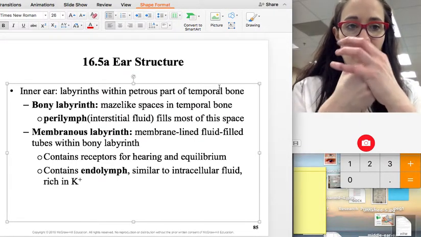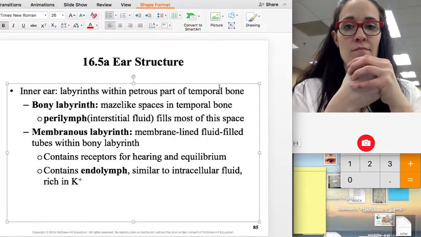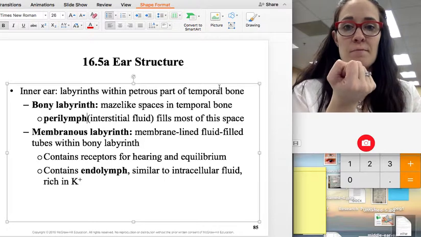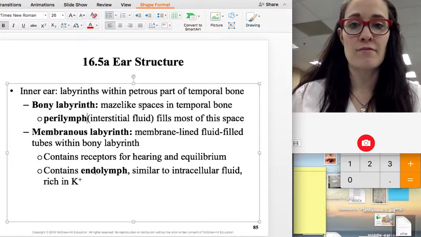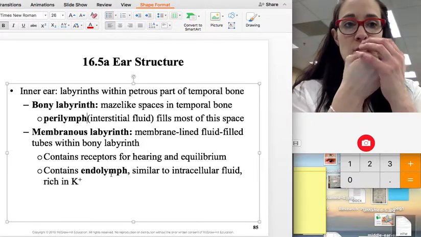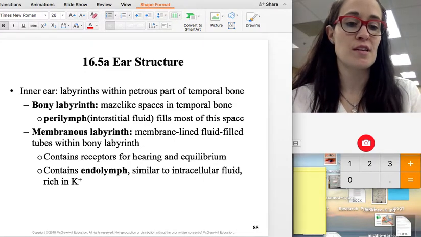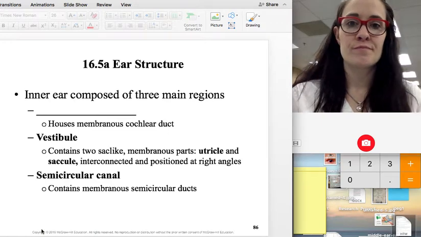And it fills that space. So perilymph is within here. Within my fist, this is the membranous labyrinth, and it's filled with a different kind of fluid called endolymph. And within here, the membranous labyrinth, this is where we have your receptors that detect sound.